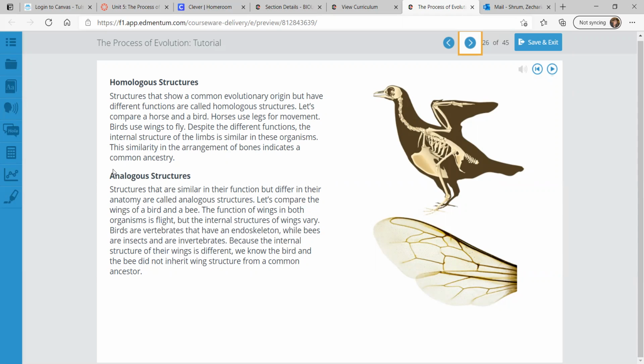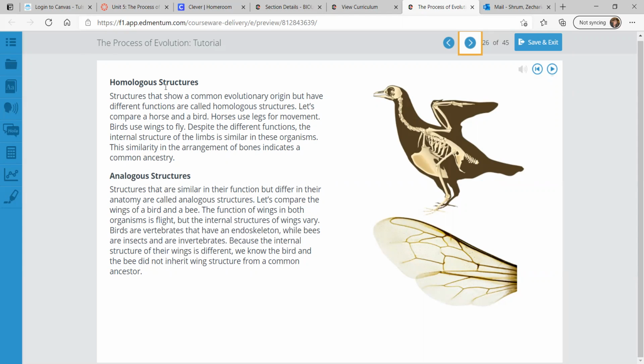Analogous structures are structures that are similar in their function but differ in their anatomy. And the comparison here is the wings of a bird and a bee. The function of wings in both organisms is flight, but the internal structures of wings vary. Birds are vertebrates and they have an endoskeleton, while bees are insects and are invertebrates. Because the internal structure of their wings is different, we know the bird and the bee did not inherit wing structure from a common ancestor.